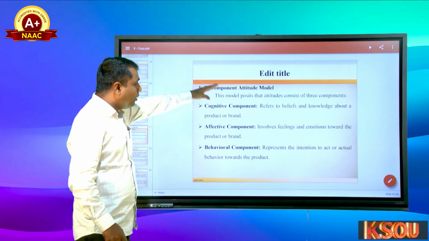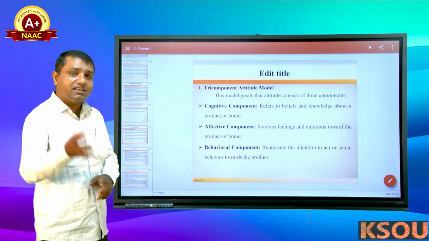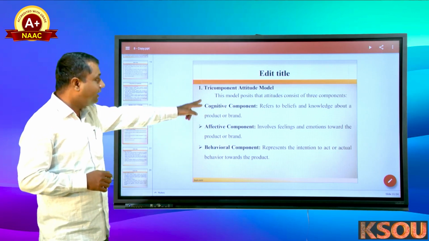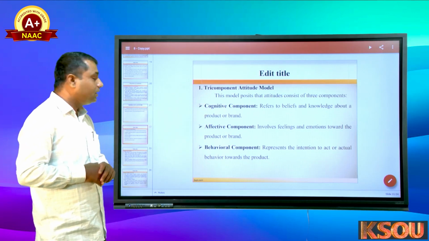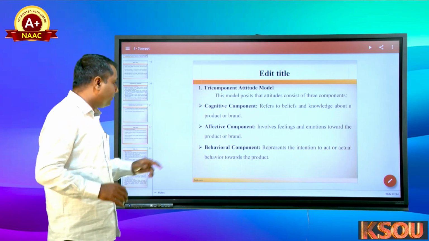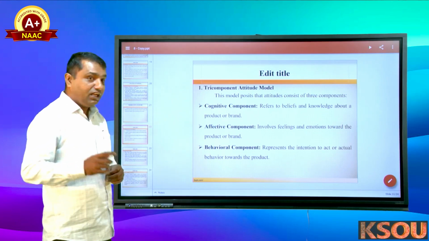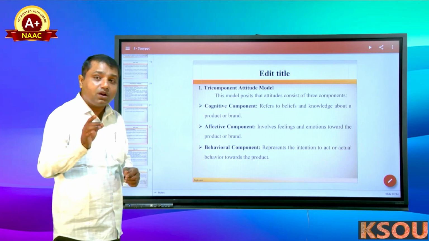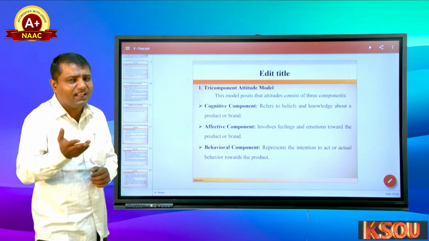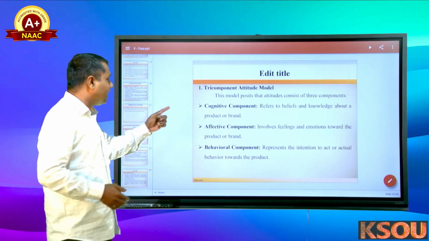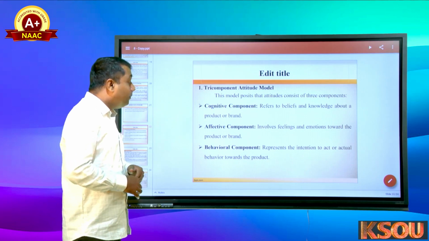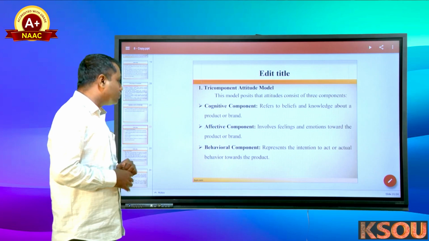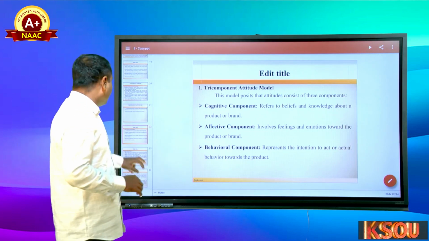Number one, tri-component attitude model. In the tri-component attitude model, the cognitive component refers to beliefs and knowledge about a product or a brand. The affective component involves feelings and emotions towards a product or a brand, meaning what kind of feelings and emotions I have about the particular brand. The behavioral component represents intention to act or actual behavior towards the product.